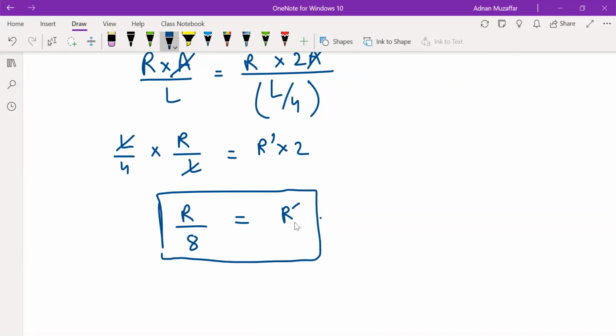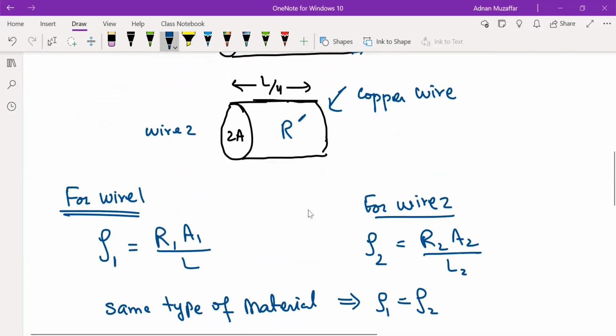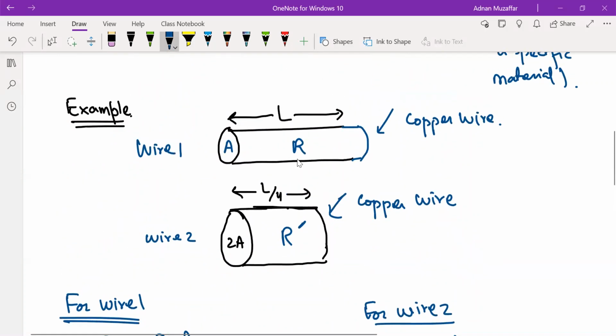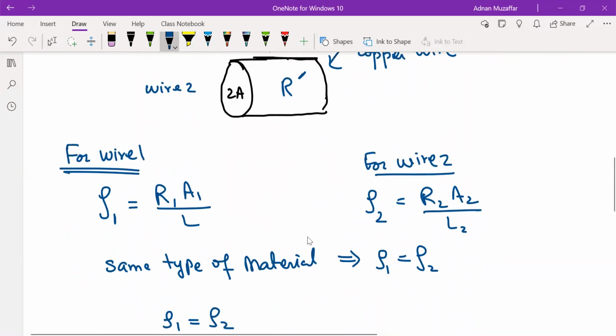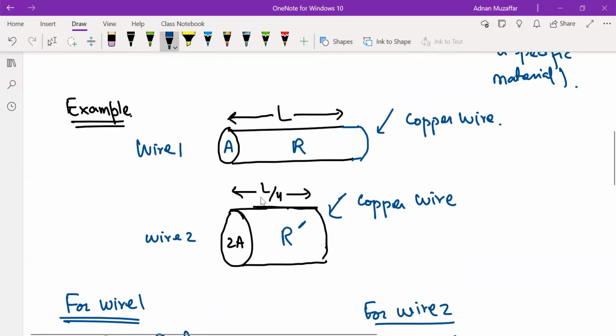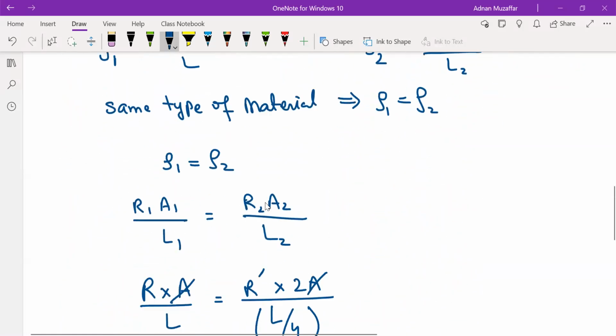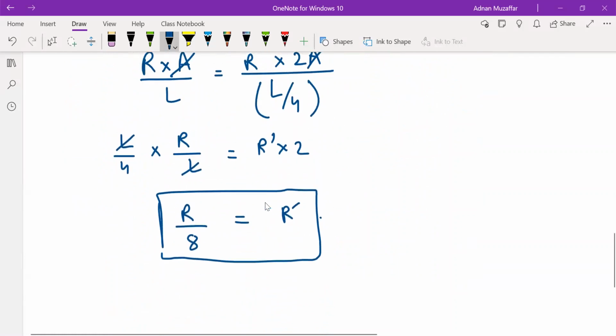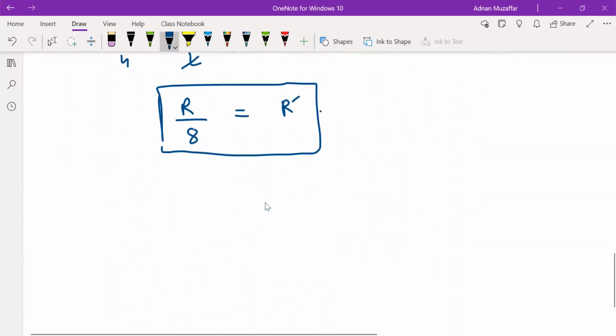Is it clear, students? So this can be one of the ways by which you need to deal with the resistivity formulas. Clear, everyone? Yes. That's good. So this is one of the very simple ways in which they can give you a question. Either they can give it in terms of diameter as well. For example, let me do another example here.